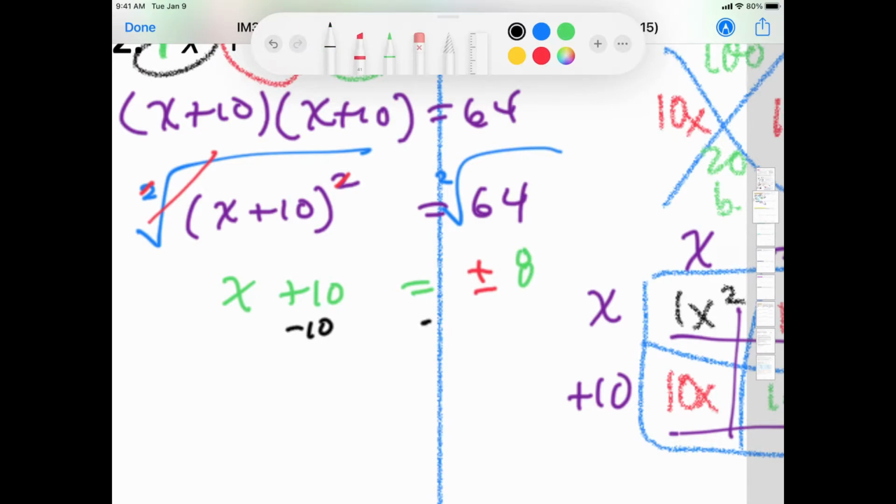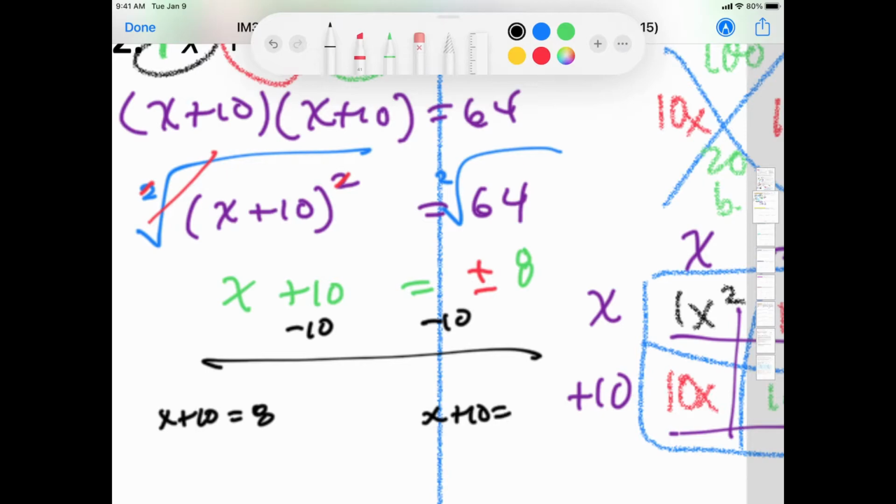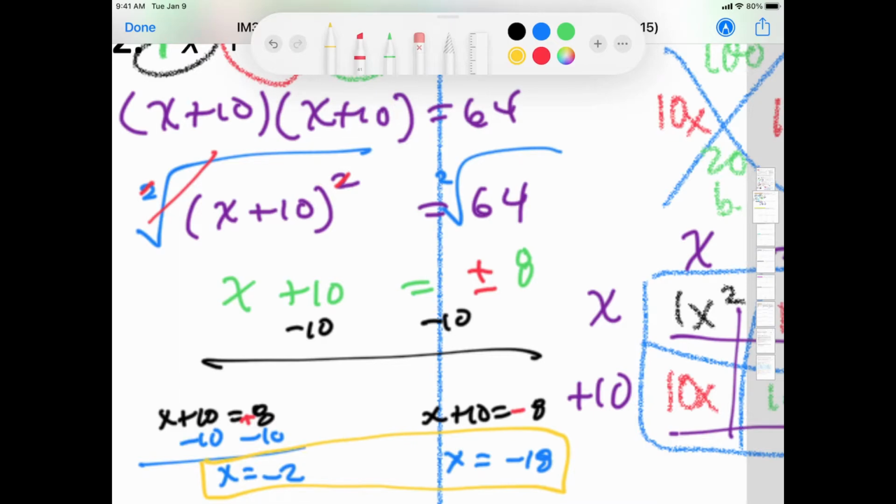You can subtract 10, and now you can split them to have 2 equations. Really, your 2 equations are: x plus 10 equals 8, and x plus 10 equals 8. But remember, one of those must be positive and one of those is negative. So if you did write negative 10 plus or minus 8, that would just be subtracting 10. x equals negative 2, and x equals negative 18 is our answer. I have these two in yellow right there.